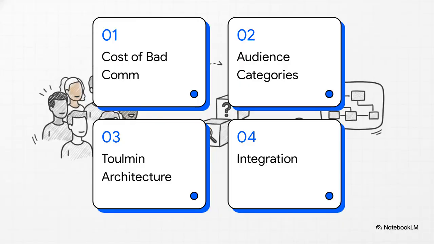Okay, let's dive right into this. Here is our roadmap for constructing your ultimate pitch. We'll start with Section 1, the cost of bad communication. Then, Section 2, categorizing the audience. After that, Section 3, Tolman's architecture. And finally, Section 4, putting it all together.